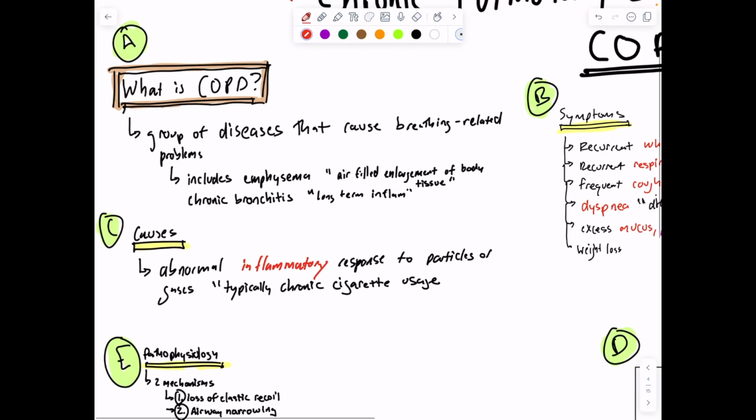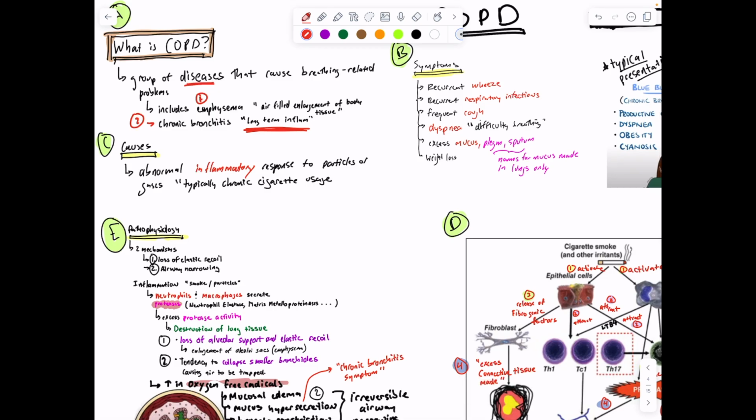What is it? It's a group of diseases that cause breathing-related problems. This includes emphysema, which is air-filled enlargement of body tissue. This is due to destruction of lung parenchyma, which just means lung tissue. And so you have destruction of elastic fibers around the alveoli, so they expand more and they can't contract as easily. So you have emphysema and chronic bronchitis as the two primary diseases in this group we call COPD. Chronic bronchitis just means long-term inflammation of the bronchioles, or the bronchi.